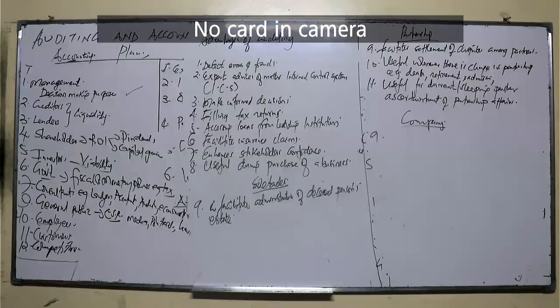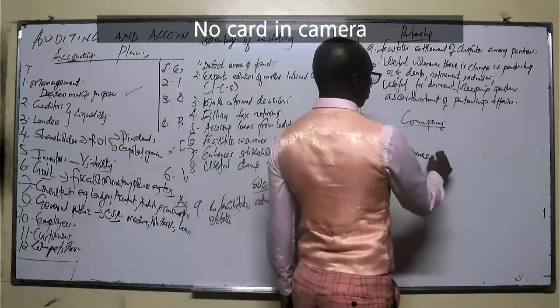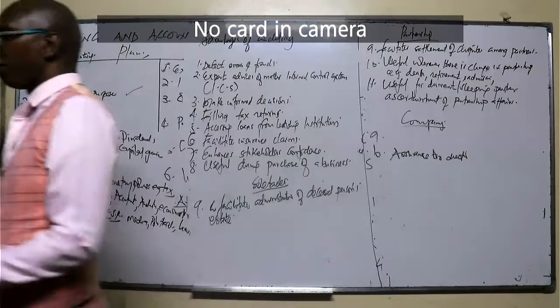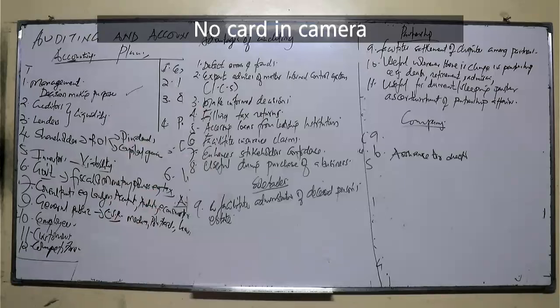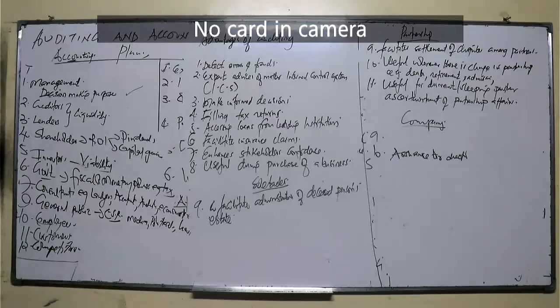Number 10, assurance to directors. I had mentioned this, that if we say they portray a true and fair view, it's an assurance to the directors. Assurance to directors that they have complied with their statutory responsibilities.